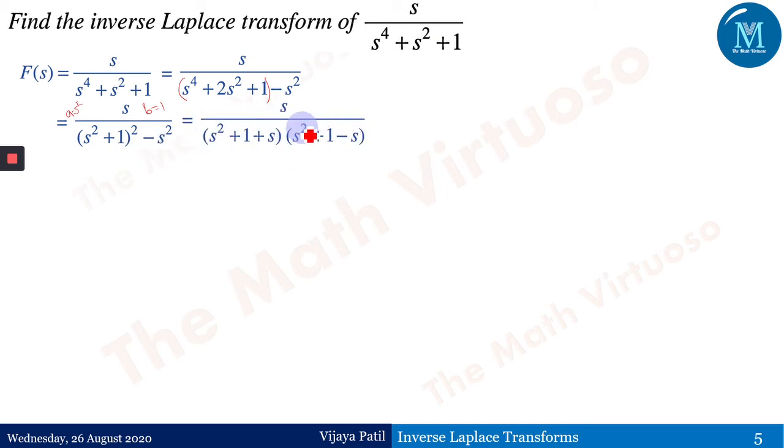Again, if you observe here, I cannot substitute s square plus s or s square minus s, because the x method we cannot apply here. We have to make use of the previous method only. So what will this be?